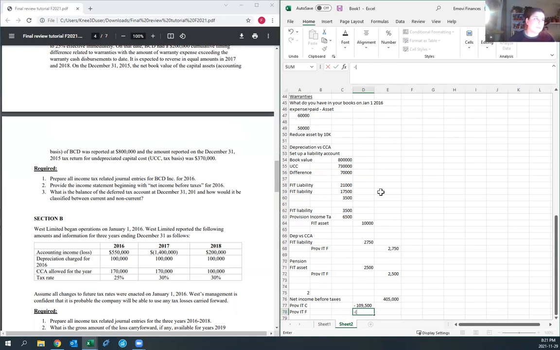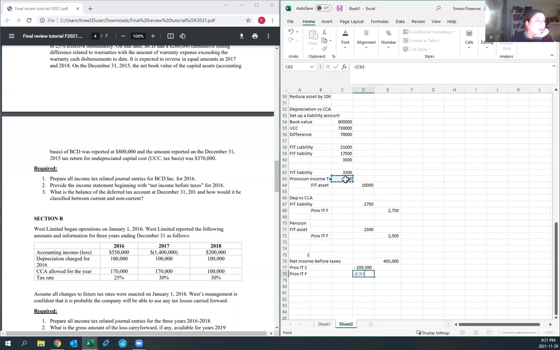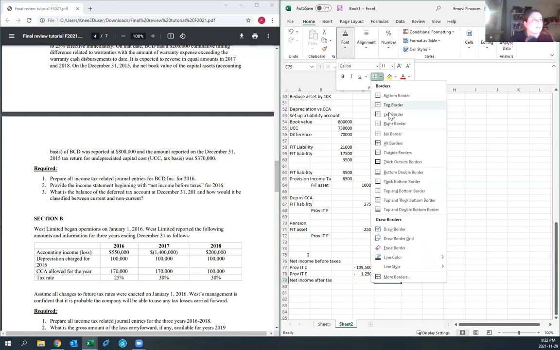And then I have my provision IT for future. And that's going to be, I'm going to sum them all up. So I have one here, which is a debit. I have one here, which is a credit. So it's going to come reduce it. I have one here that's a credit that's going to come and reduce it. So it's 1,250. So my total amount of expense is going to be $110,750. So my net income after tax is going to be 405 minus 110. So $294,000.